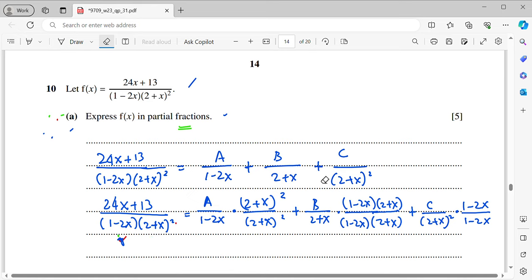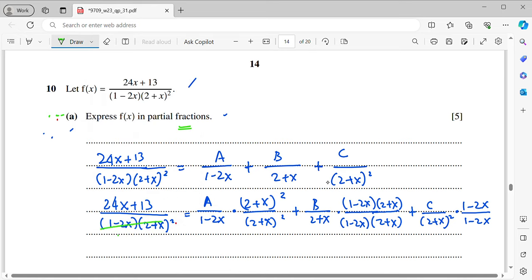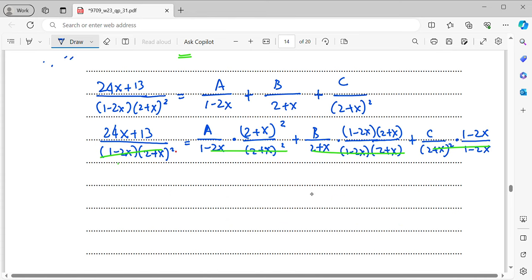After you have found all the same denominators, what we need to do is just cancel the denominators and compare the numerators. So here I will be getting 24x + 13 equals A times (2 + x)^2 plus B times (1 - 2x) multiplied with (2 + x) plus C multiplied with (1 - 2x).